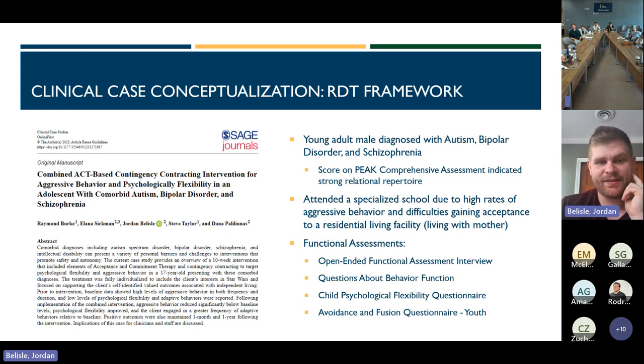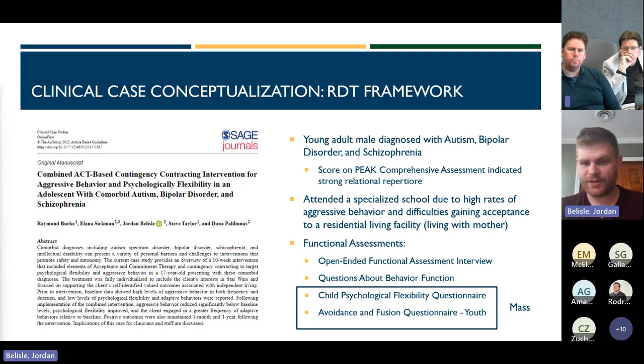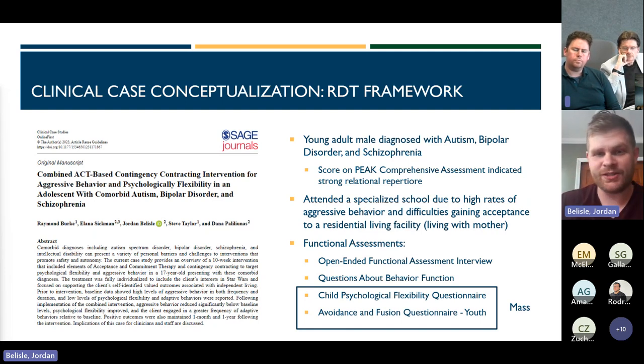In this study, we did a series of assessments: an open-ended functional assessment interview, questions about behavior function, the Child Psychological Flexibility Questionnaire, and the Avoidance and Fusion Questionnaire. I put these in here only because they're fairly standard assessments that we already use, so we don't need to reinvent the wheel. What are these assessments getting at from a density analysis? Well, the FAI and the QABF are giving us information about X and negative X. What are the external contingencies that might maintain the external and relational behaviors that are challenging, as well as the relational behaviors that participate with them? The Child Psychological Flexibility Questionnaire and the Avoidance and Fusion Questionnaire give us some information about relational mass. So how resistant are the flexibility and inflexibility networks going to be to change?